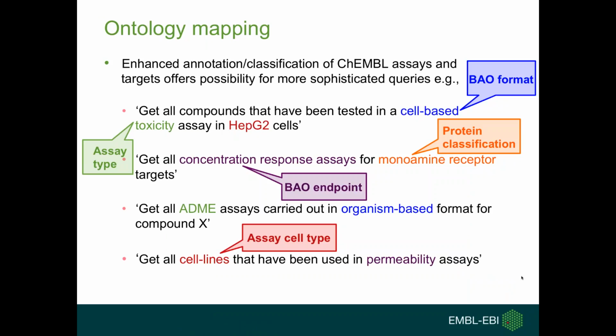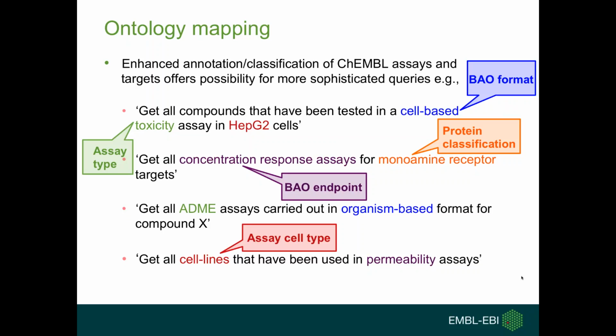So we have tried to classify the assays within ChEMBL and map them to a wide range of different ontologies so that people can perform more sophisticated queries of this data. So rather than querying just by a compound or a target, you can ask more sophisticated questions, such as get all the compounds that have been tested in a toxicity assay in HepG2 cells, for example.